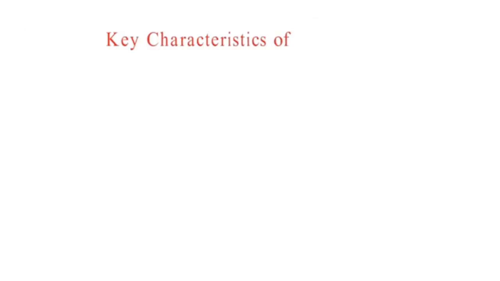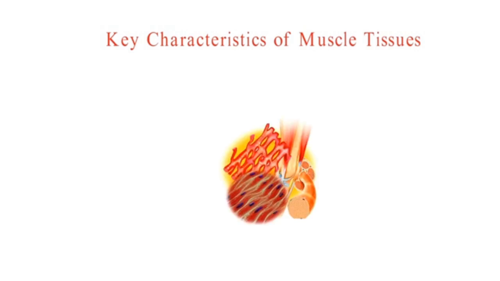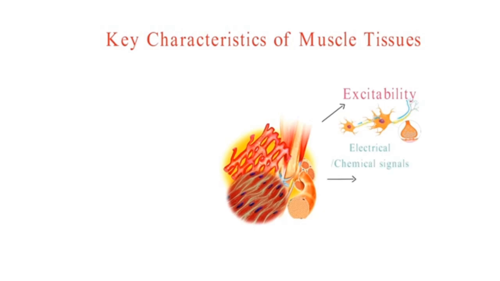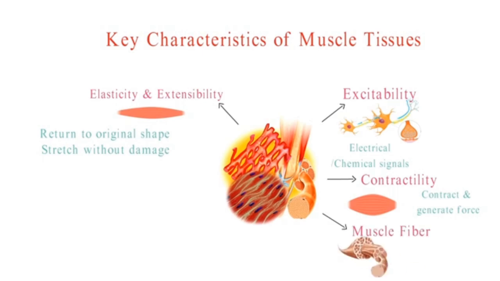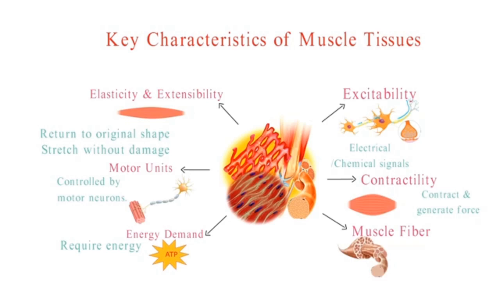Before we wrap up, let's touch on some key characteristics shared by all muscle tissues. Muscles respond to electrical or chemical signals. They can contract and generate force. Muscles return to their original shape after contracting. They can stretch without damage. Muscle cells are often referred to as muscle fibers. Skeletal muscles work in motor units, controlled by motor neurons. Muscles require a lot of ATP to function.